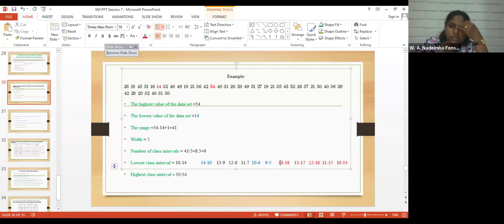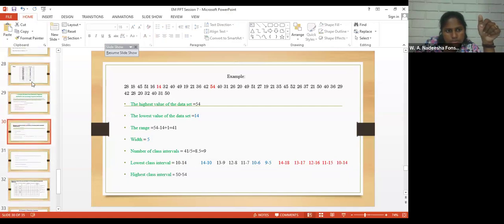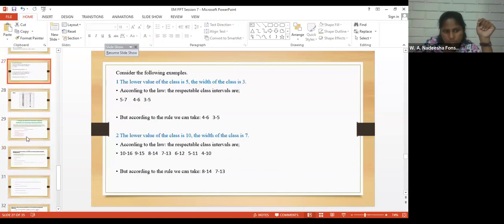Yes, this method is also okay. This is the method which we discussed earlier. Yes, this is also okay. And according to the width, we can consider multiples of 5. So we can consider 11 to 15 and 10 to 14. Here, they consider 10 to 14. So actually, this is the method we discuss in these examples.